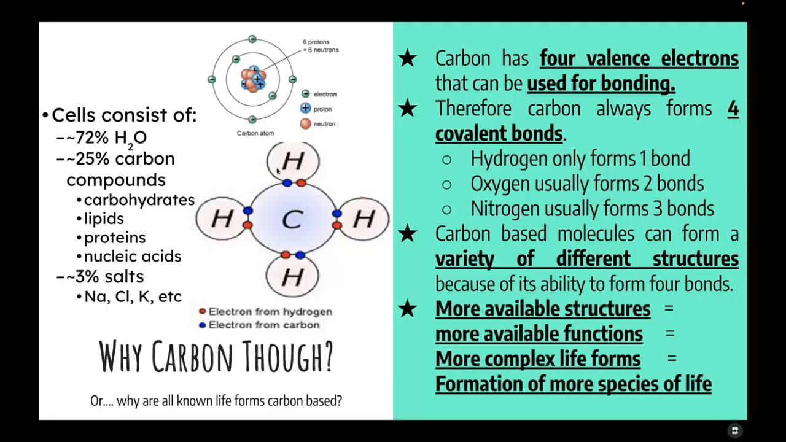And so because it can form up to 4 bonds, it means that there are more available structures, which means more available functions, and it can build more complex life forms, and therefore there could be a formation of more species of life, right? And so remember that structure determines function in molecules, and that's why the more structures available, then there are more available functions, right? Because structure determines function. You always want to remember that. Alrighty.